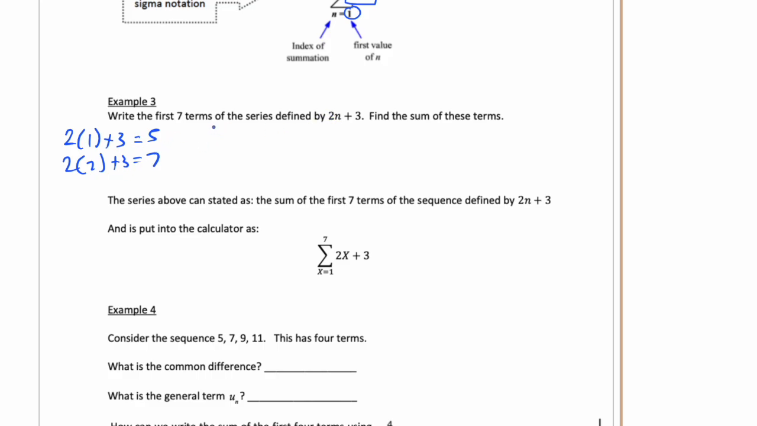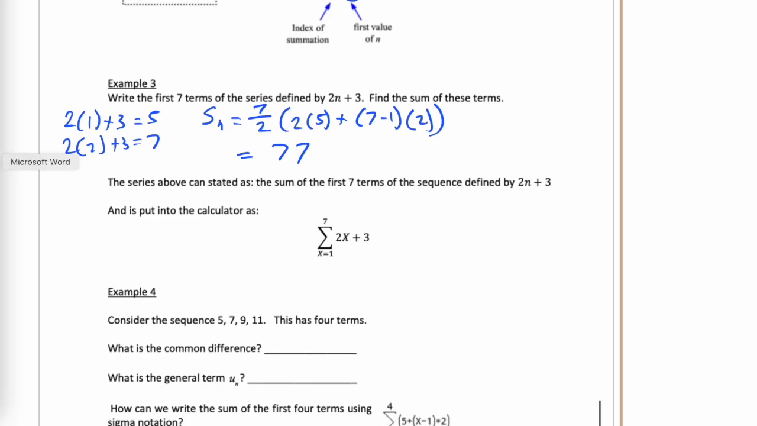So we can use the formula Sn equals 7 divided by 2 times twice the first term, which is 5, plus 7 minus 1 times d, in this case 2. And that should give you 77.